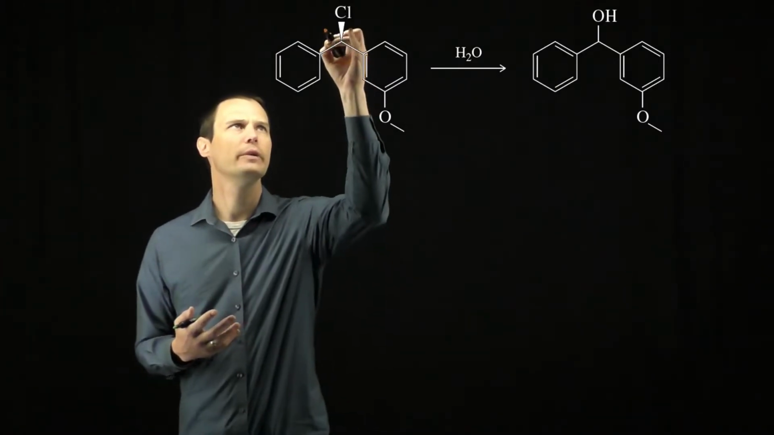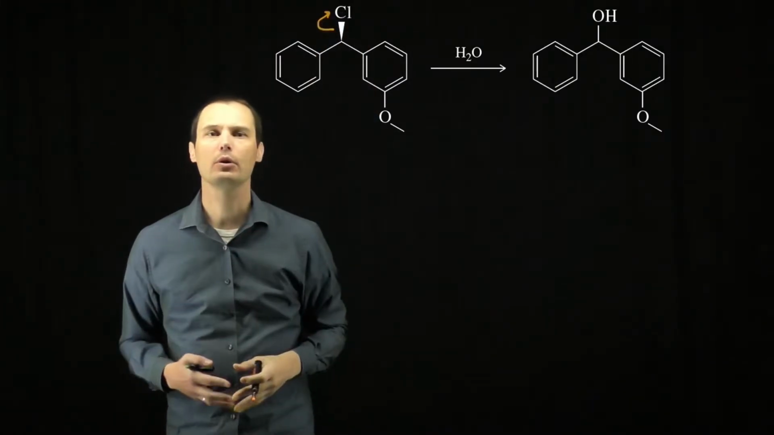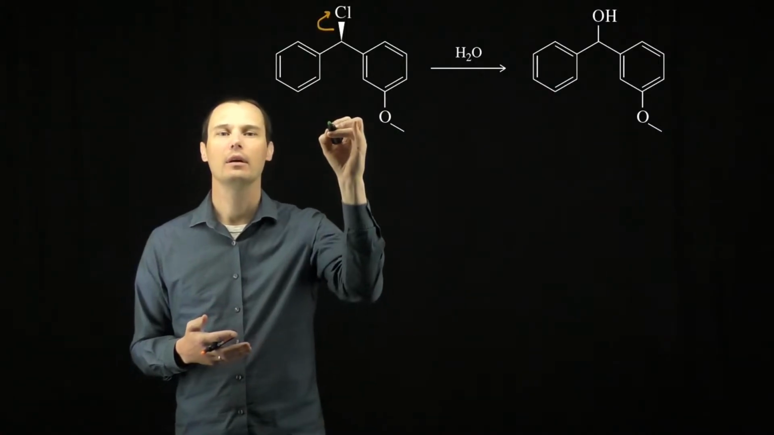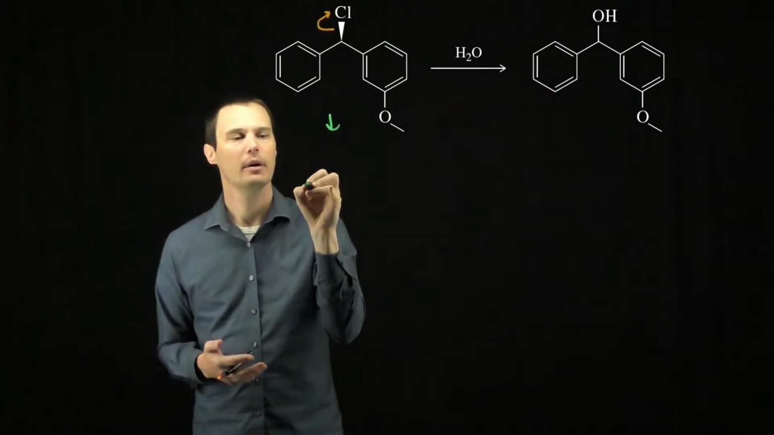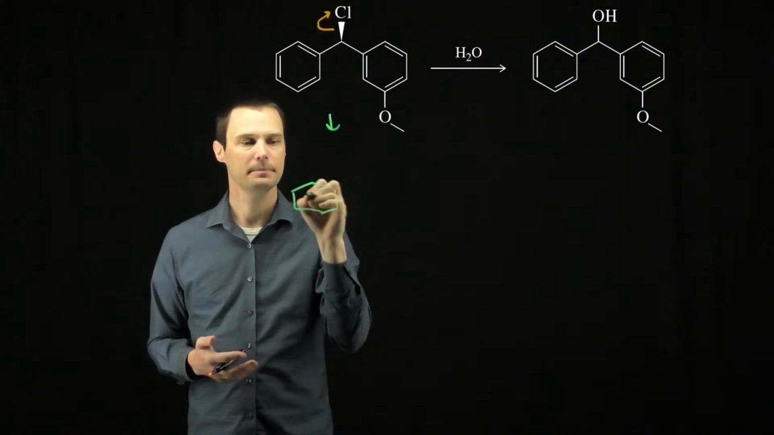The first step of the SN1 reaction is to kick out the leaving group. So the carbon-chlorine bond will break, and we'll kick out the chloride as a leaving group. That will leave behind a carbocation.